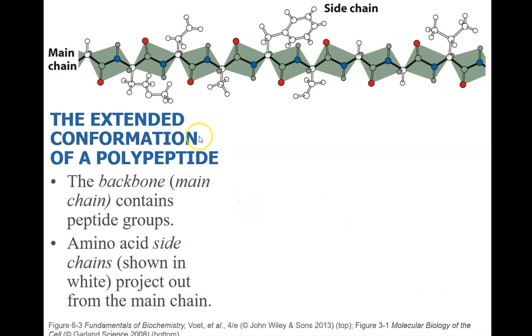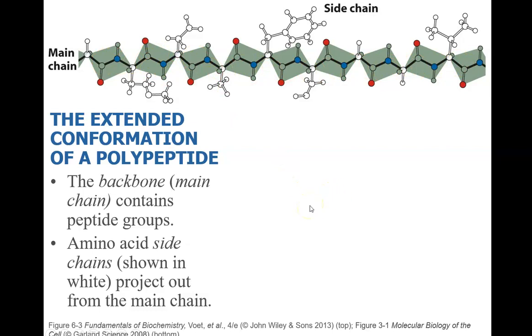So this shows the extended conformation of a polypeptide. If we look at this from the amino terminal on the left to the carboxyl terminal on the right, we can see all of our peptide bonds. The peptide groups are shaded and shown here as their planar geometry. And in white, we see the R groups. So we have a main chain, and then we have the side chain.